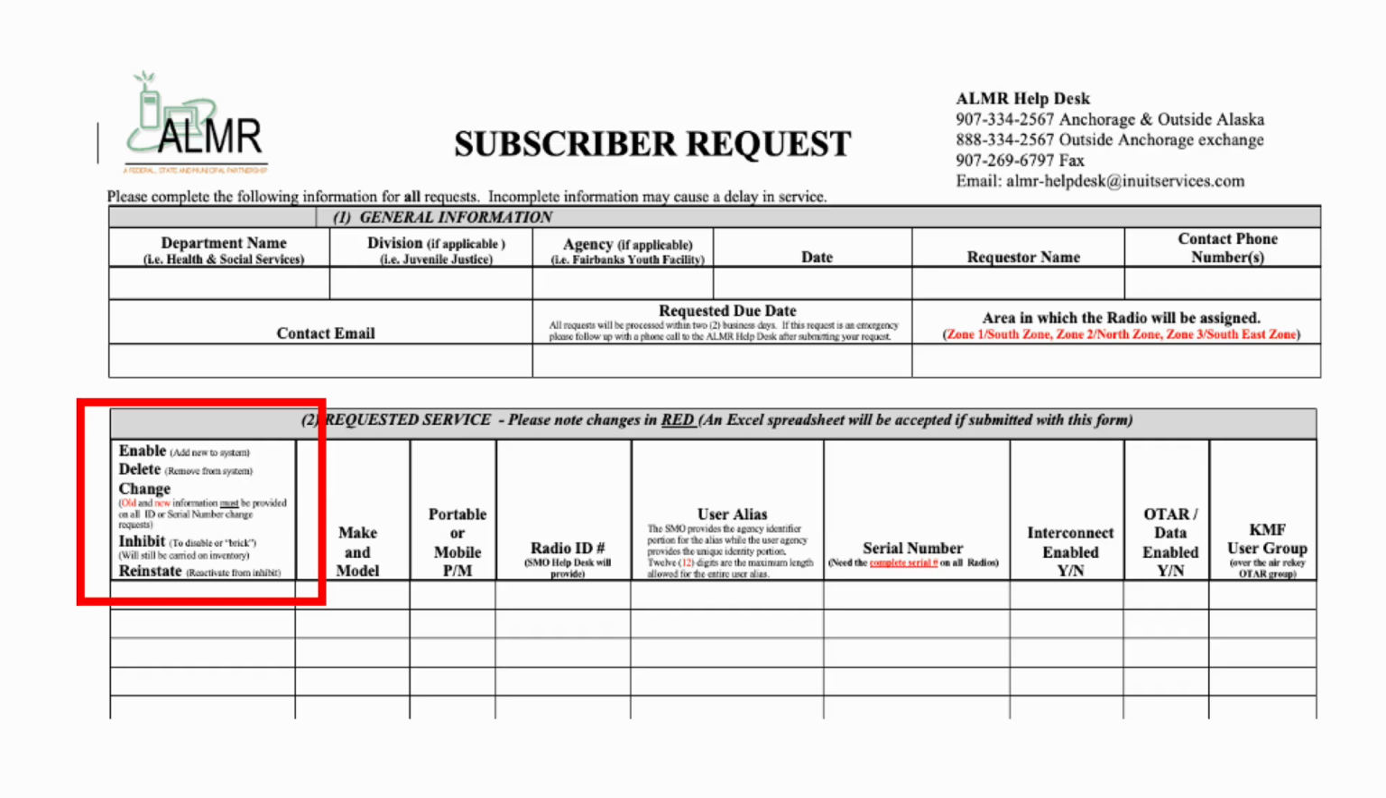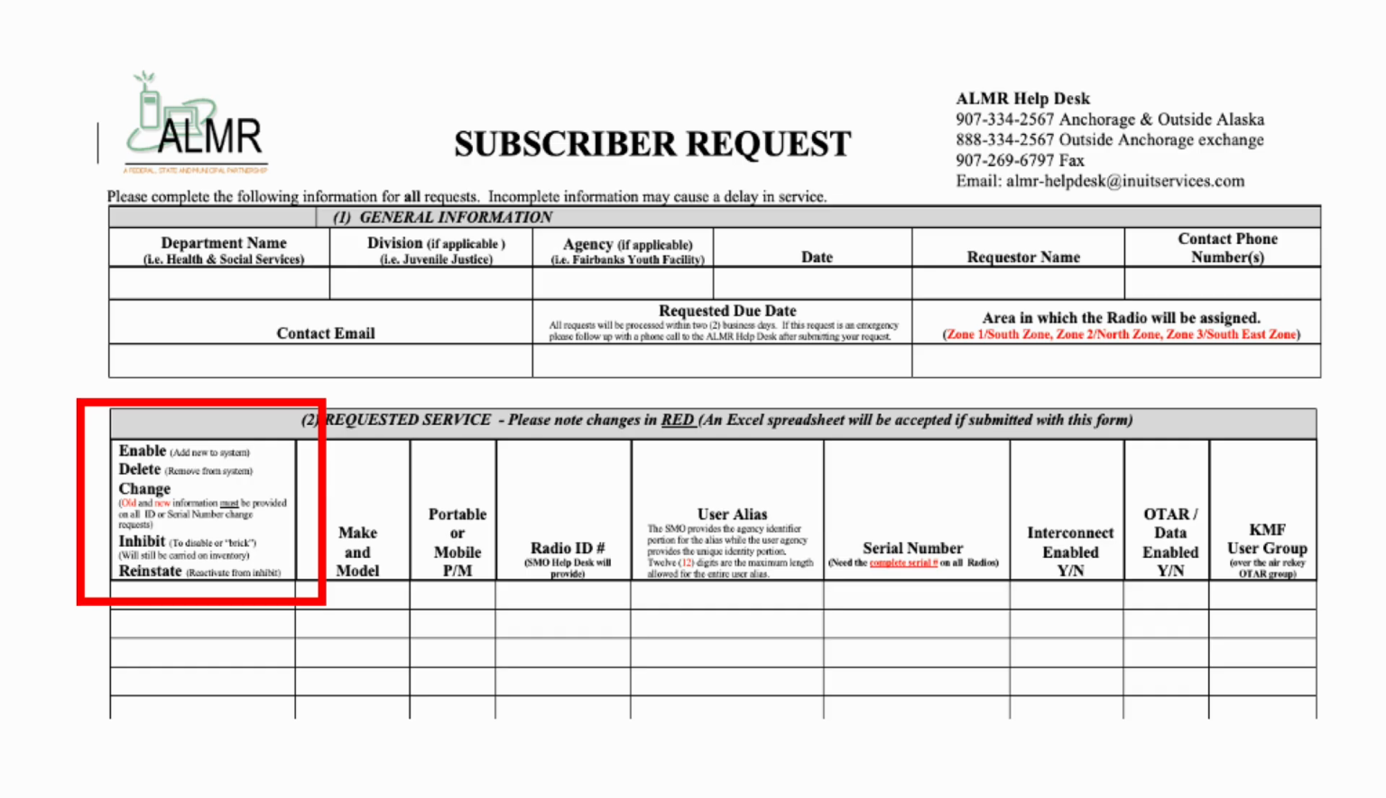On this form, you can add new equipment to the system using the Enable function. You can delete items from the system using the Delete function. You can change any aliases or IDs via the Change function, and you can inhibit a radio or reinstate a radio.